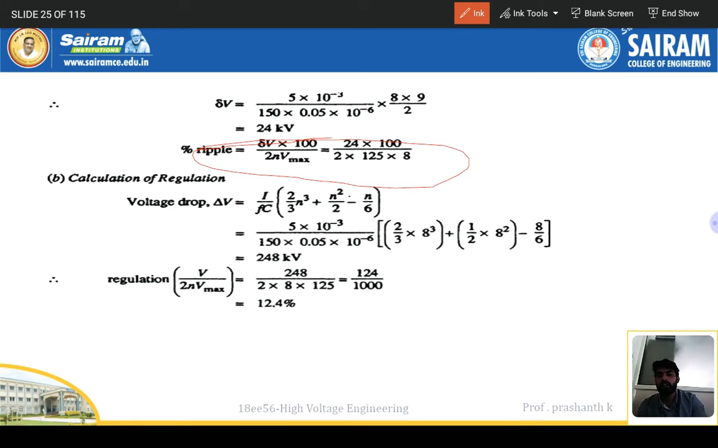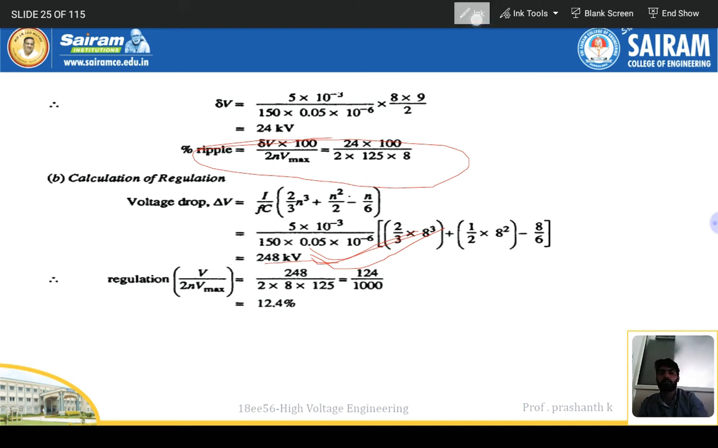Finally we'll get the voltage drop as 248 kilovolts. Then, if you want the percentage regulation, it is V by 2 n V max, where V is the voltage drop, that is 248 kilovolts, and n is 8, and V max is 125. So we get 12.4 percent.